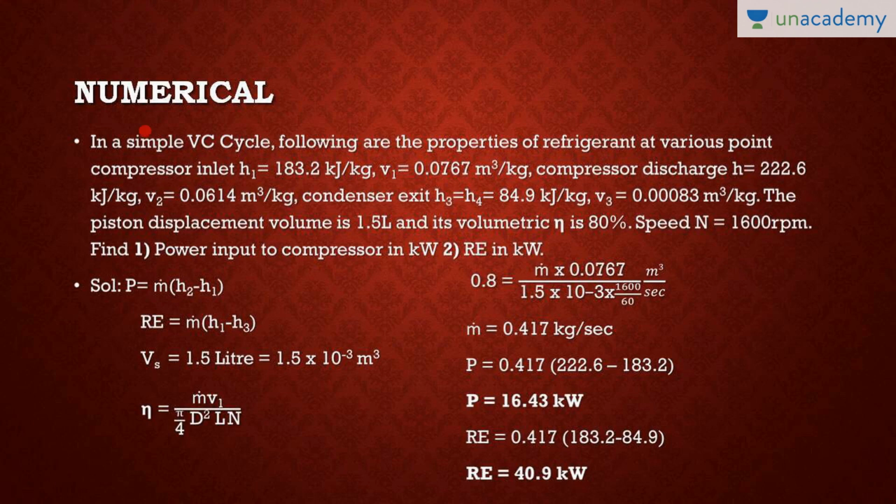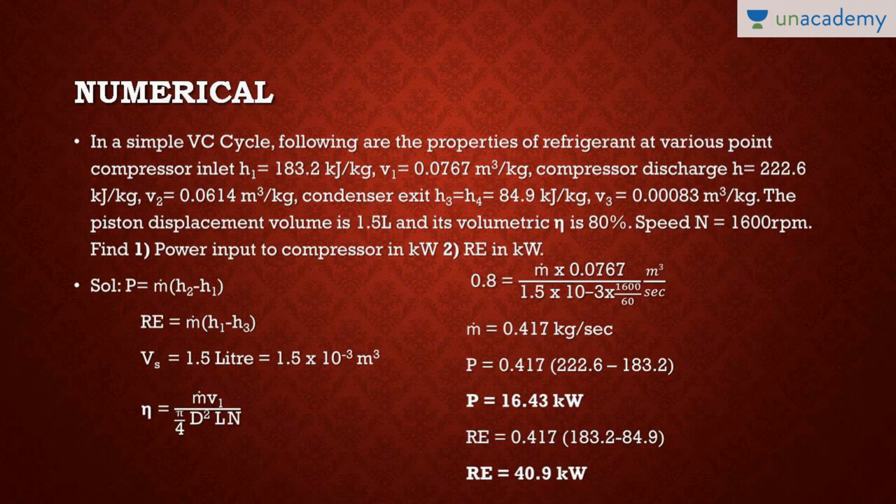In a simple vapor compression cycle, following are the properties of refrigerant at various points. Compressor inlet, H1 value is given as 183.2, specific volume is 0.0767 meter cube per kg, compressor discharge is 222.6, specific volume V2 is 0.0614 meter cube per kg, condenser exit which is H3. H3 is equal to H4 because it is a throttling process, which is 84.9 kilojoule per kg. Specific volume V3 is given.